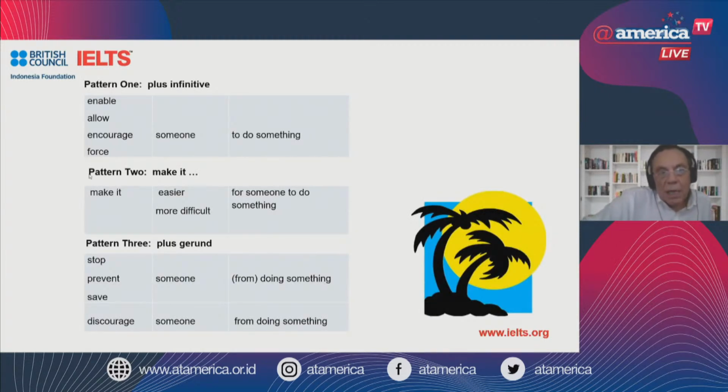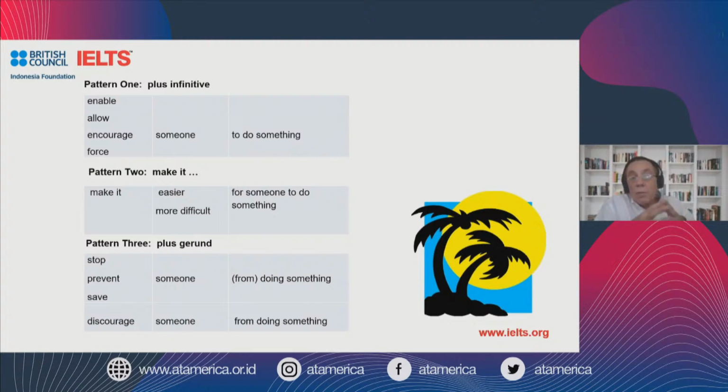It goes in a pattern like that. Enable, allow, encourage, force someone to do something. Make it easier, make it more difficult for someone to do something. Stop, prevent, save someone from doing something. And that one you do have to remember, discourage someone from doing something. Now, if I say to you all, do you think you can remember some or most or all of those? You're going to say, yeah, that seems all right. But how does that help? How does that help with task 2?